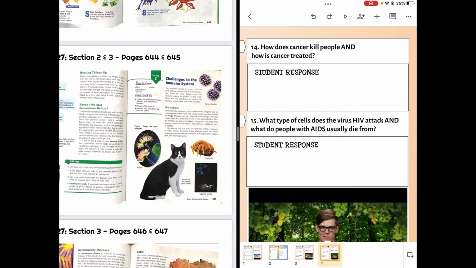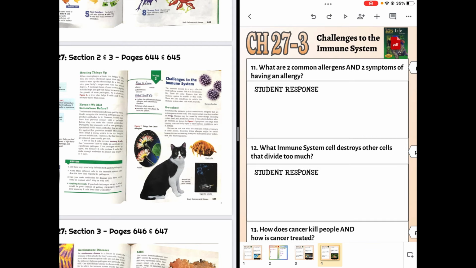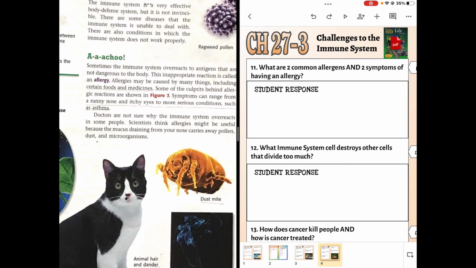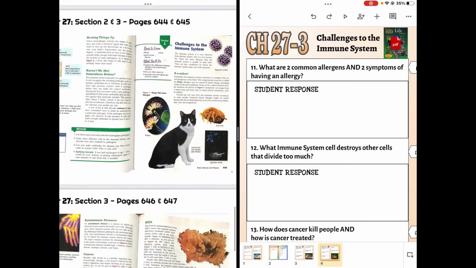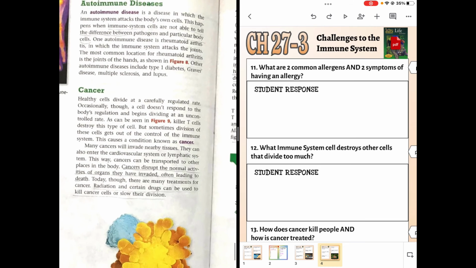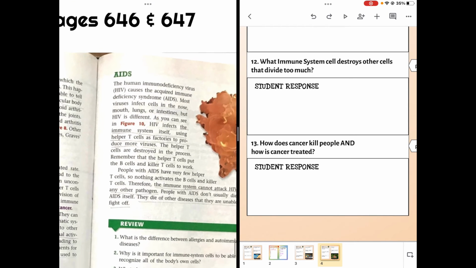Slide 4, which isn't going to happen until Monday, we have question 11, 2 common allergens. I love pictures, you know that. And symptoms of having an allergy, you would have to read for that. Then we have an immune system cell that destroys other cells that divide too much. So there's an immune system that goes after cancer. Cells that divide too much are cancer. So which immune system cell goes after that? And then how does cancer actually end up killing people? So you can read that.